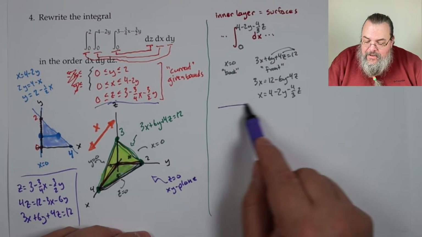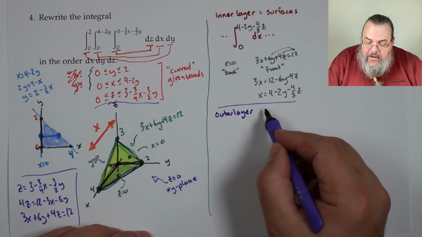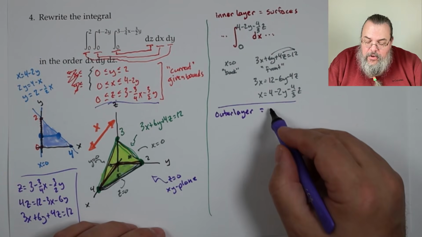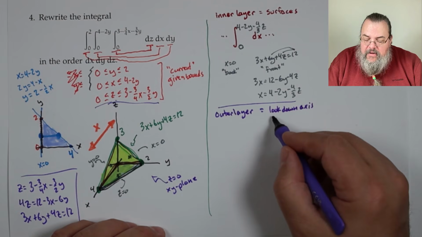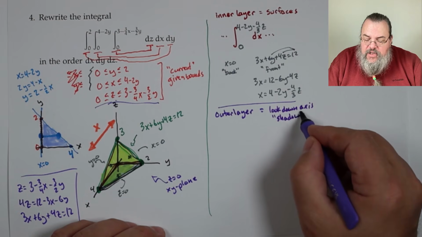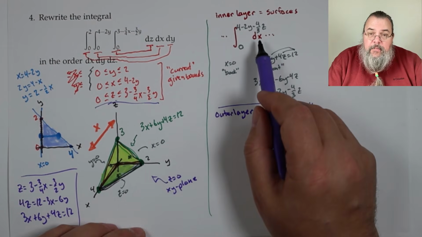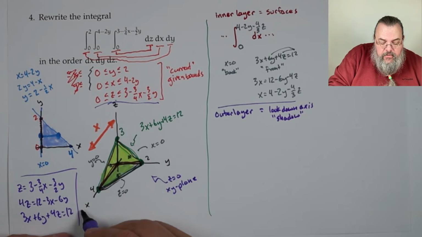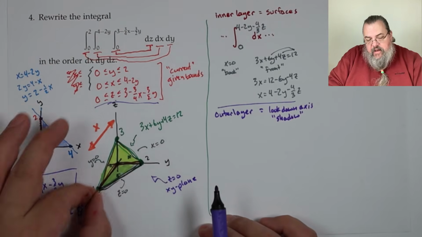Now, we need to do our outer layer. And with the inner layer, we said, figure out what surfaces you move between. In the outer layer, you look down the axis and you see the shadow of the shape or the projection of the shape. There's a couple ways you can describe it. So notice how we went back and forth in x. So we're now going to look down the x-axis. It's like we imagine that we were over here standing and we said, let's look down and see what we see. So pull up the x-axis.